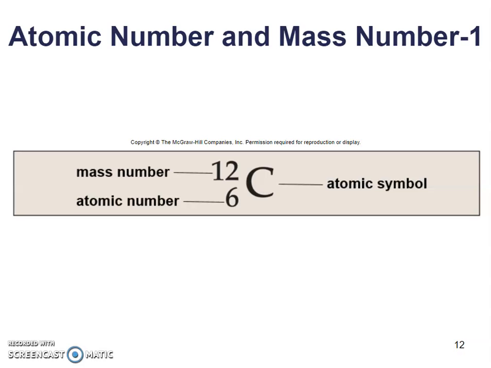So here is a diagram showing how the atomic mass and the mass number are written very frequently. So we have our atomic symbol right here. To the left on top is the mass number, and below that is the atomic number.